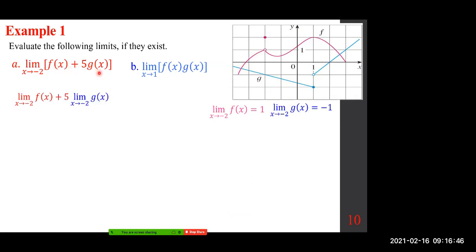We separate. And now we plug in. We got the information, plug in, everybody, plug in. So that means 1 plus 5 times -1, whatever the answer might be. 1 plus 5 times -1.